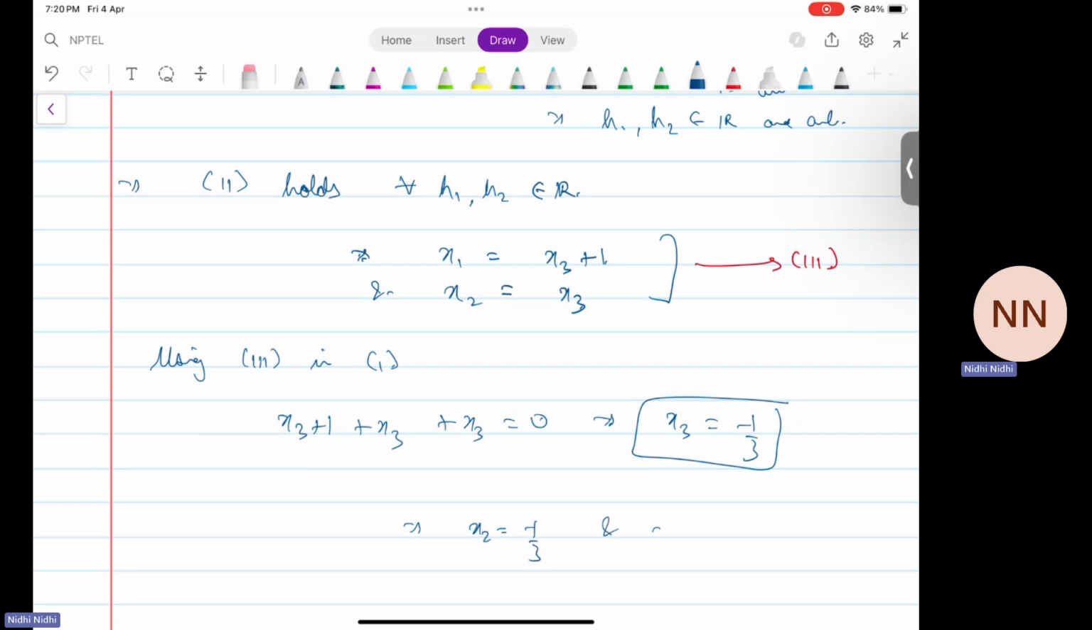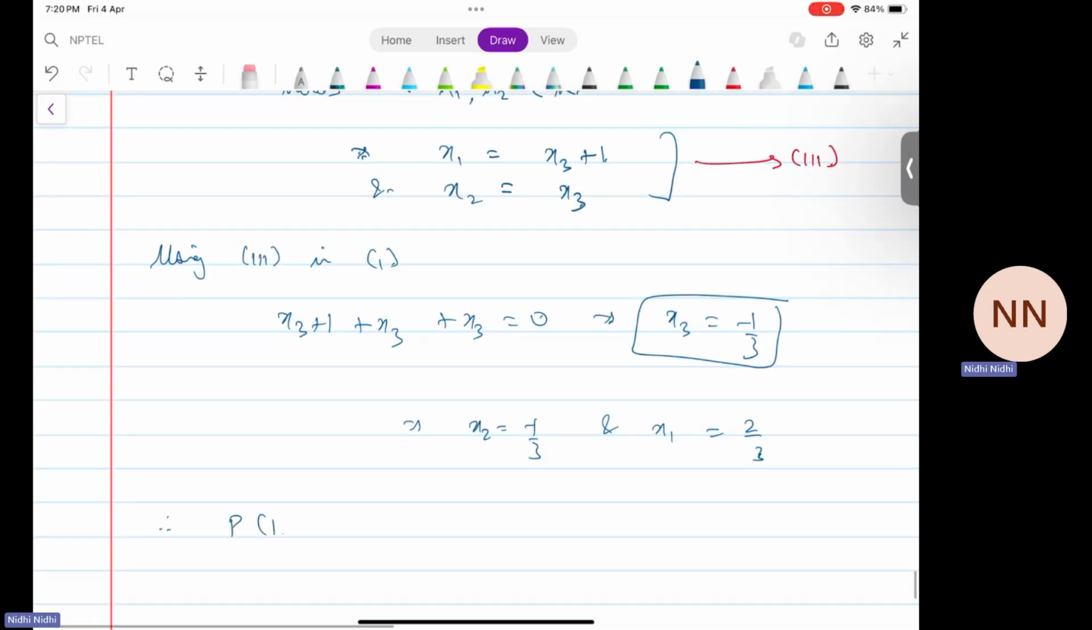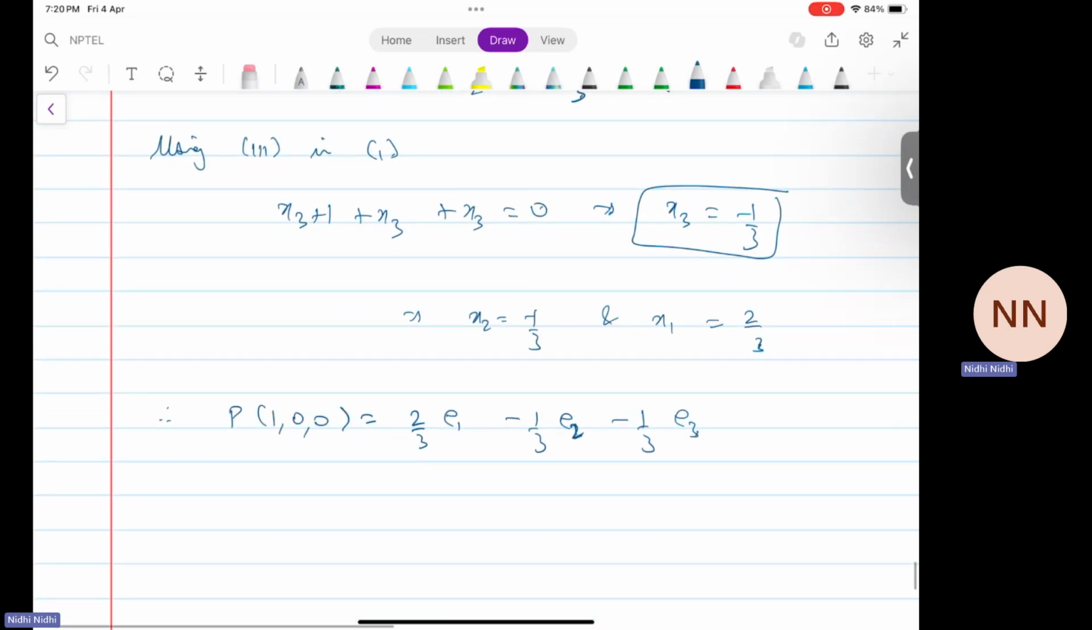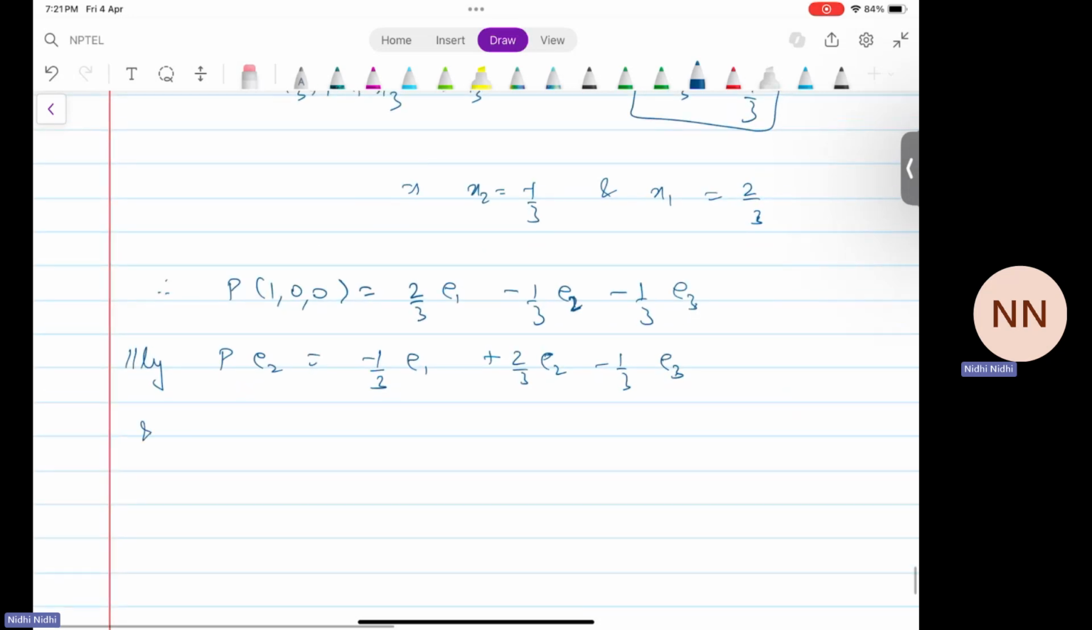X2 is minus 1 by 3 and x1 is, in that case, you'll get x1 to be equal to 2 by 3. Therefore, P(e1) is 2 by 3 times e1 minus 1 by 3 times e2 minus 1 by 3 times e3. Similarly, you can find the images of e2 and e3 and you'll get e2 will be, you can try this yourself, minus 1 by 3 e1 plus 2 by 3 e2 minus 1 by 3 e3, and e3 will be equal to minus 1 by 3 e1 minus 1 by 3 e2 plus 2 by 3 e3.